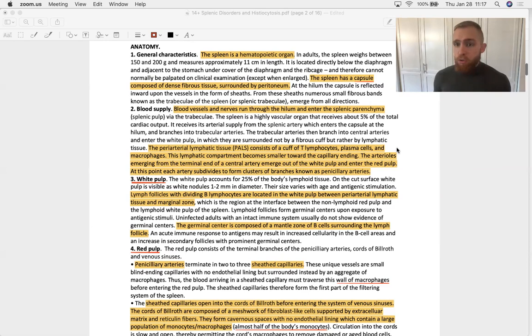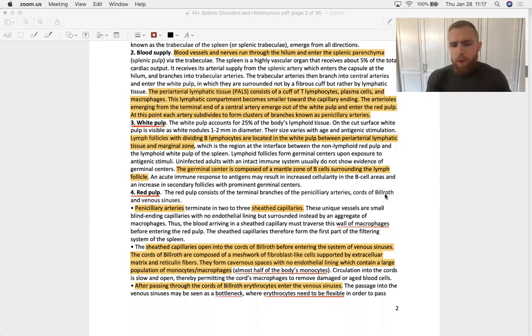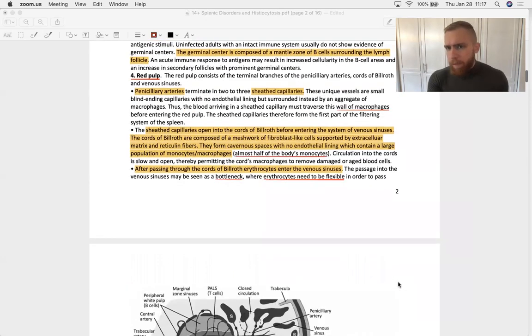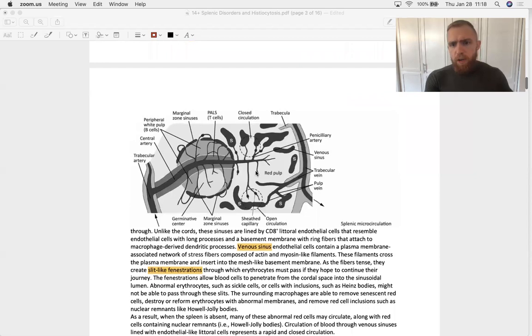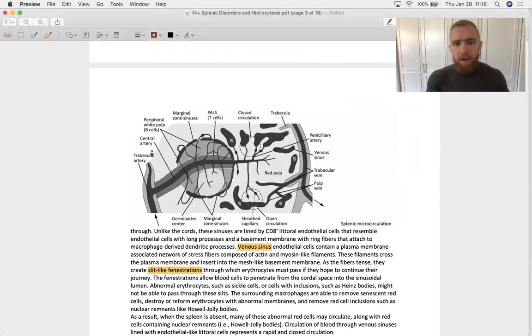Now, the red pulp, that's where filtration takes place. That's where red cells have to squeeze down to a very small size, about a 2 or 3 micron diameter, and fit through these splenic capillaries. And this is also where you have macrophages who perform the function of taking any red cells or white cells or platelets out of circulation that have been opsonized or marked for removal by something like C3b of the complement cascade or IgG, right?